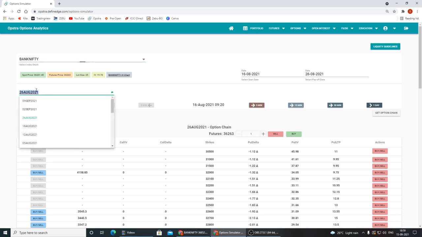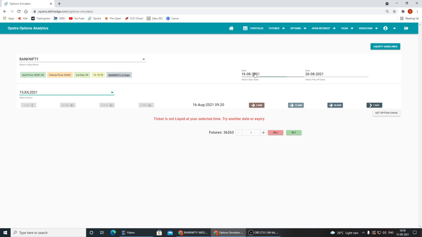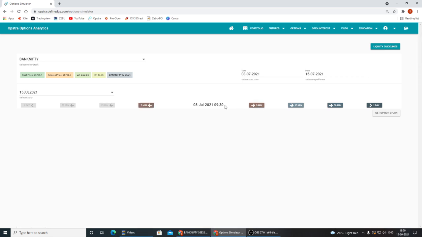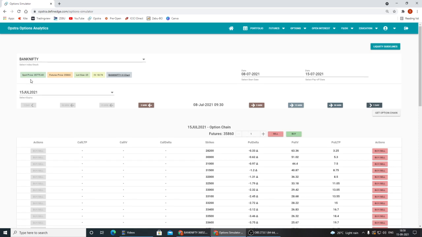Banknifty, the expiry 15th July. Start date 8th July. Payoff date 15th July. I always create any strategy after 9:30. So let's get the option chain. What is the Banknifty spot price? 35,775. That means we can create a fly strategy at 35,800.